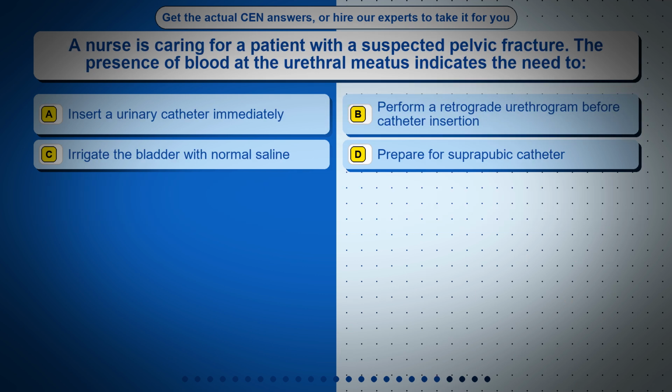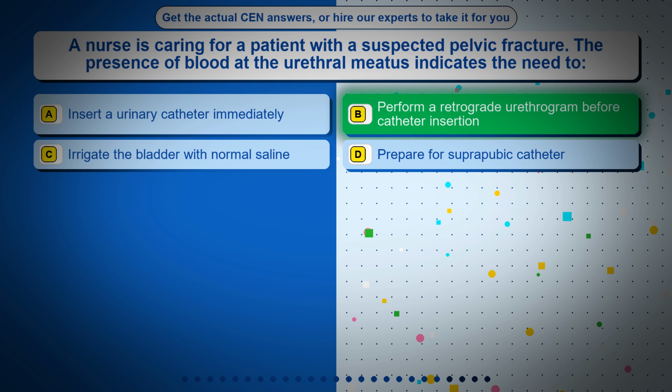Question 21. A nurse is caring for a patient with a suspected pelvic fracture. The presence of blood at the urethral meatus indicates the need to: Option A, insert a urinary catheter immediately. Option B, perform a retrograde urethrogram before catheter insertion. Option C, irrigate the bladder with normal saline. Option D, prepare for suprapubic catheter.